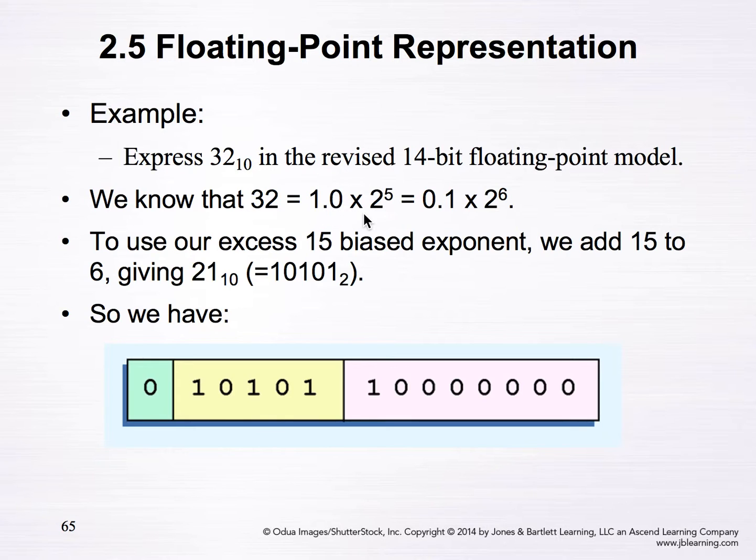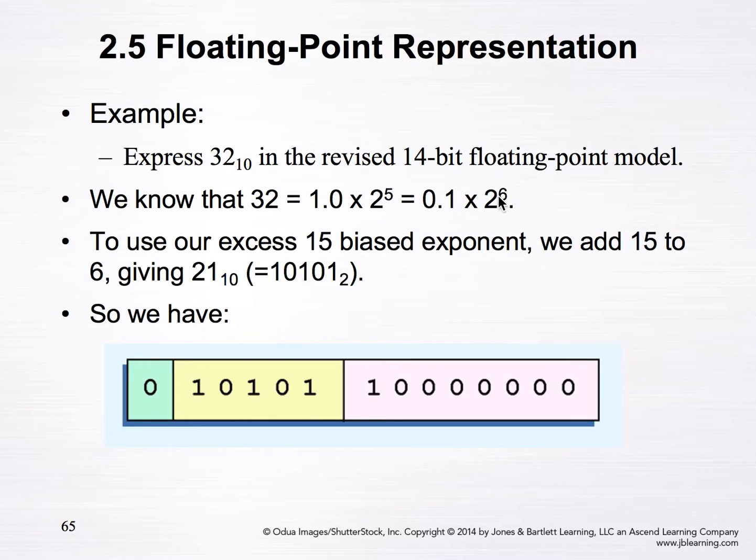That's the same as before, but now instead of using this form, we're going to normalize, so we need to have the form of 0.1. When we move the binary point from this position to this position, we need to increase the exponent by 1, so we have 2 power 6 instead of 2 power 5, because the binary point has moved from here to here. So 32 equals 0.1 times 2 power 6. This is in the normalization form.